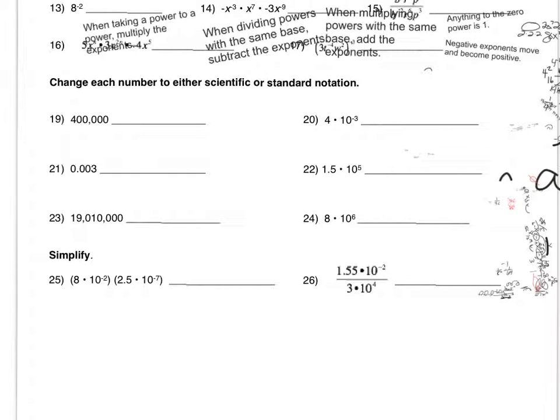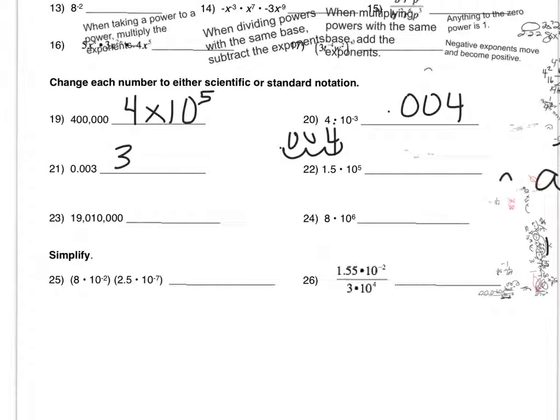For number 19 through 24, we're writing in scientific notation or standard notation. Remember that that first number has to be greater than or equal to 1, but less than 10, and that your exponent on the 10 can be positive or negative. For number 19, we have 4 times 10 to the fifth. For number 20, the decimal on 4 is right here, so if we move it back 3 places, we have 0.004. On number 21, we have 3 times 10 to the 1, 2, 3, negative third power.